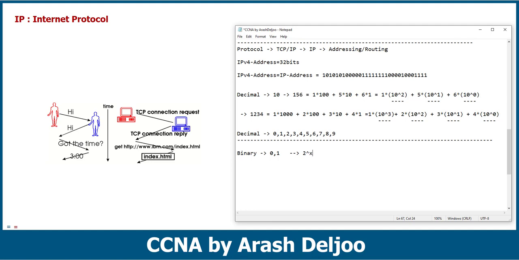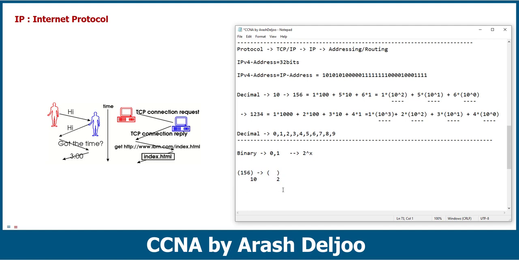Let me give you one example for better understanding. Assume that we have 156 in the base of 10. You know that this is the base of 10. Here we can use parentheses, and after that we have a subscript. This means 156 with the subscript of 10. Now the question is how you can convert this value to binary. Binary is the base of 2. When you say binary, it means I am using the base of 2. You need to write this value in powers of 2.